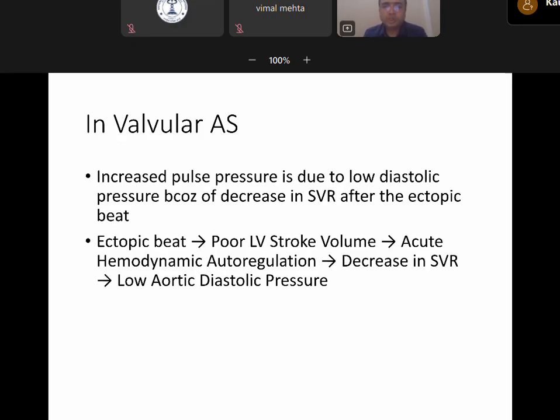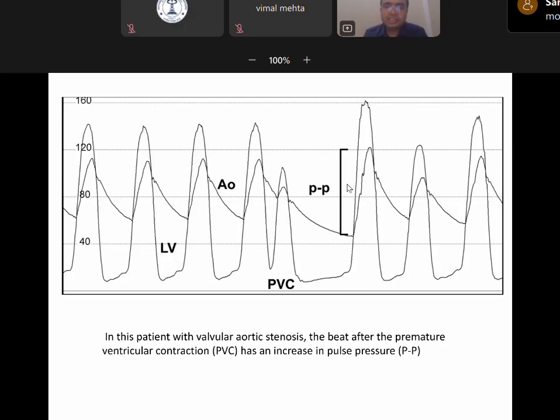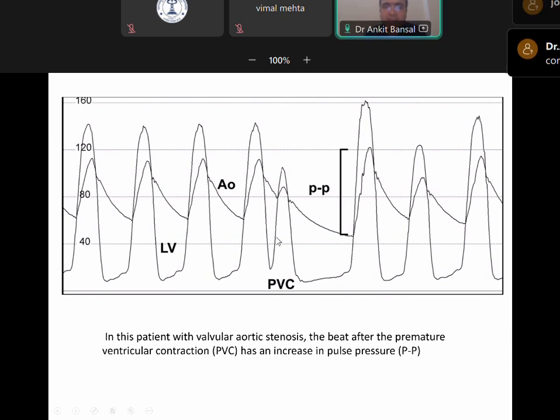So what is happening is, this ectopic beat is coming early. This ectopic beat has a low cardiac output. So for hemodynamic compensation, an acute fall in SVR occurs. Acute fall in systemic vascular resistance occurs. This leads to the decrease in the aortic diastolic pressure. And during this compensatory pause, because of the Frank-Starling law, the LV contractility increases.